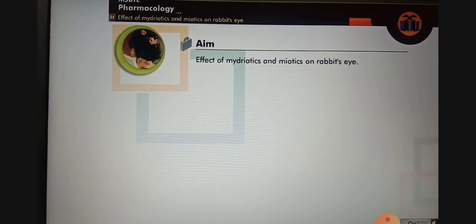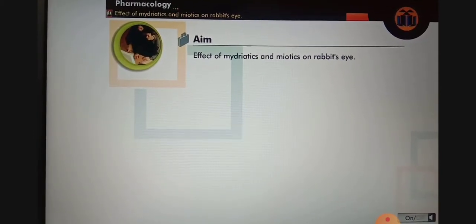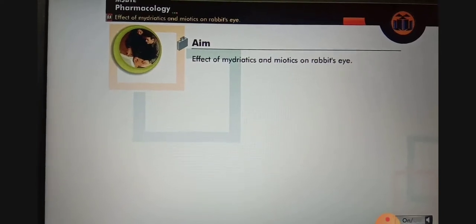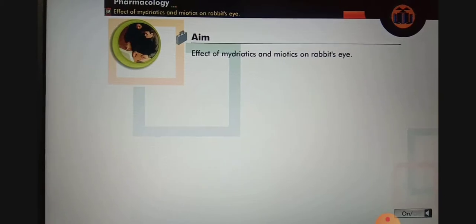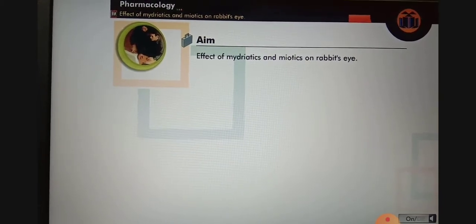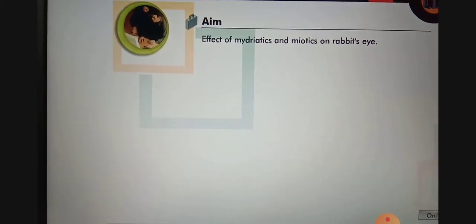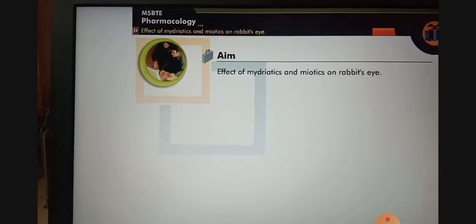You all know what is meant by mydriatics and what is meant by miotics. Mydriatics are the agents which cause the dilation of pupil, and miotics are the agents which cause the constriction of pupil, that is, a decrease in the size of pupil due to miotics and an increase in the size of pupil due to mydriatic drugs.